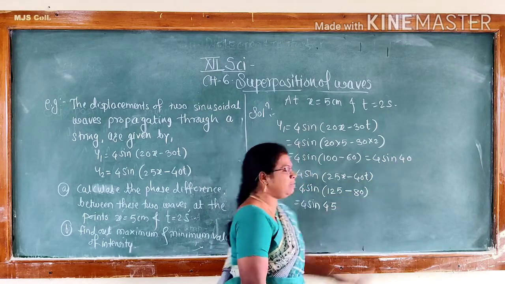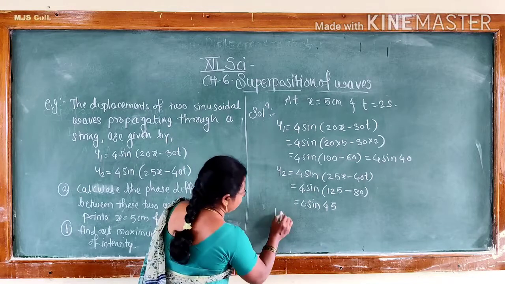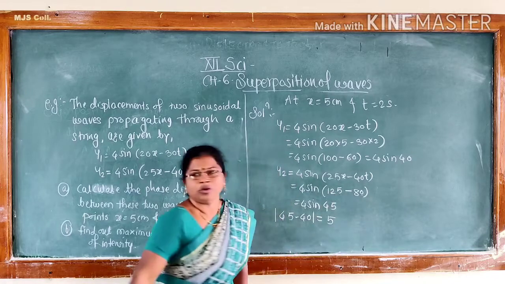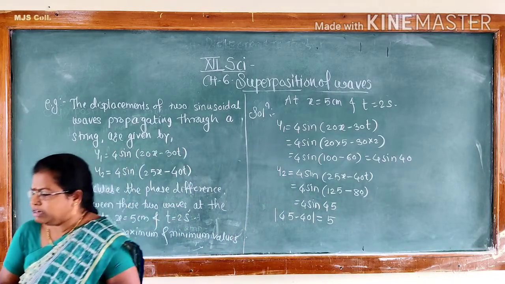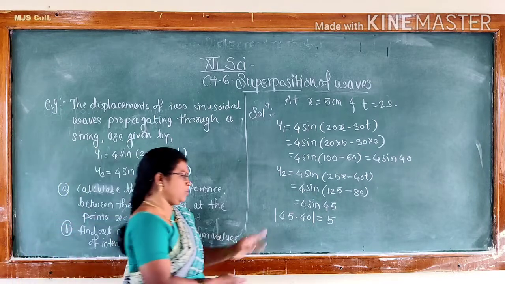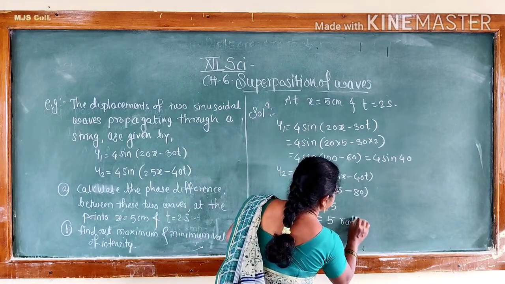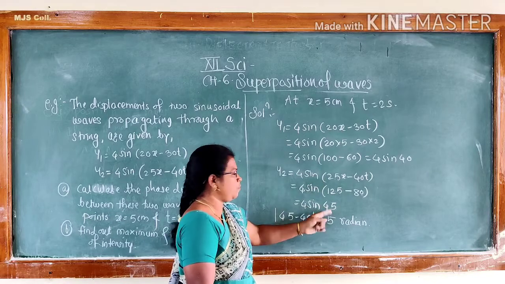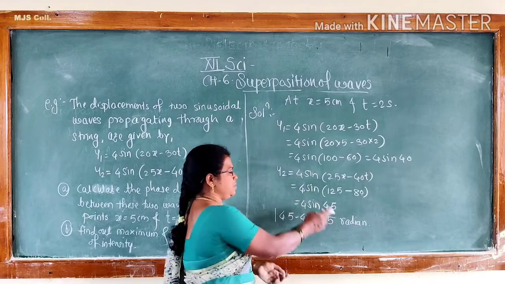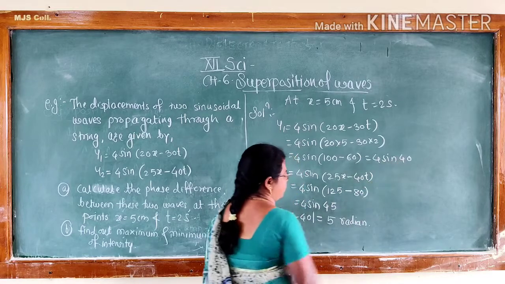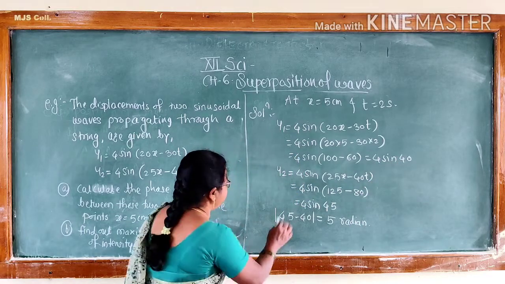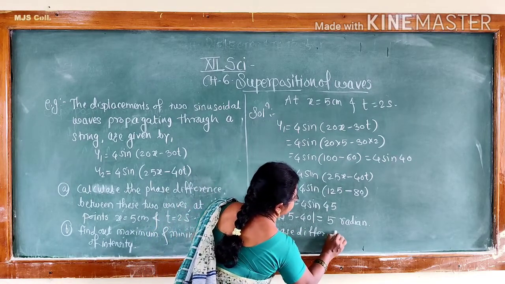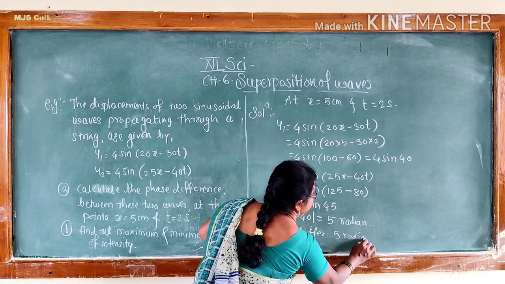So what is the phase difference between them? That is equal to mod of 45 minus 40, which is equal to 5. Okay, so the phase difference is equal to 5 radians. So mod of this phase difference between them is 5 radians. Psi is the phase difference. So 45 minus 40 is equal to 5 radians. So the waves differ in phase by 5 radians.